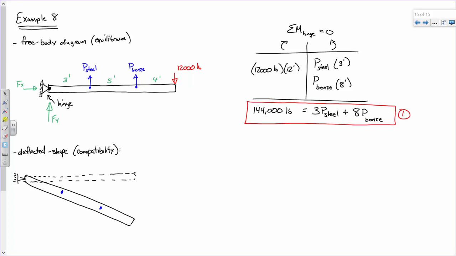So I propose that this dimension right here, we're going to call that delta steel. But this dimension right here, we're going to call that delta bronze, right? Now help me out on some other dimensions. This dimension right here is 3 feet. This dimension here is 5 feet, right? So far so good? Okay. So let me sort of translate that into a triangle that I think is a little easier to see. So we have a triangle that looks like that.